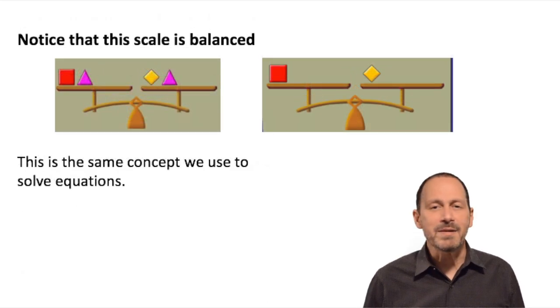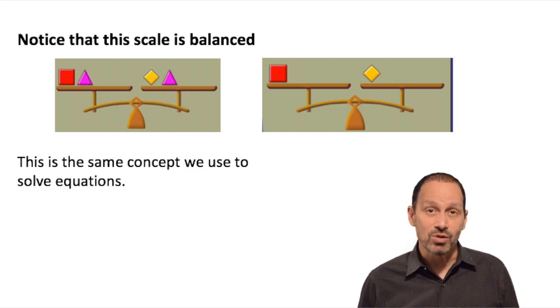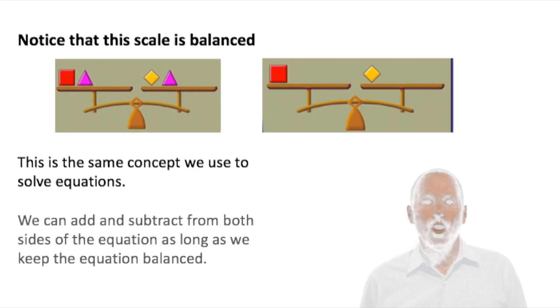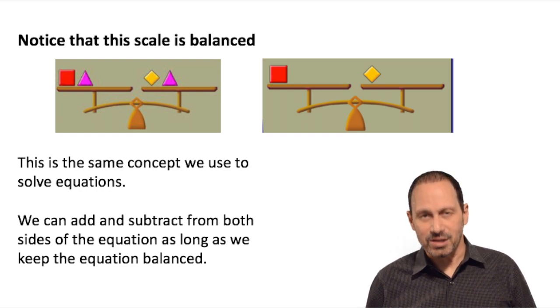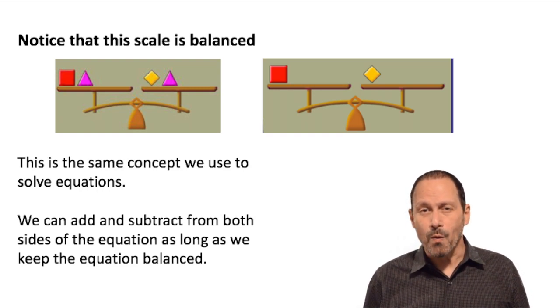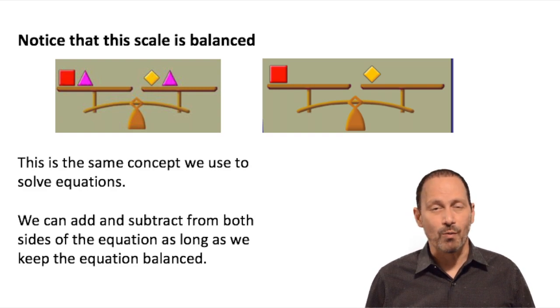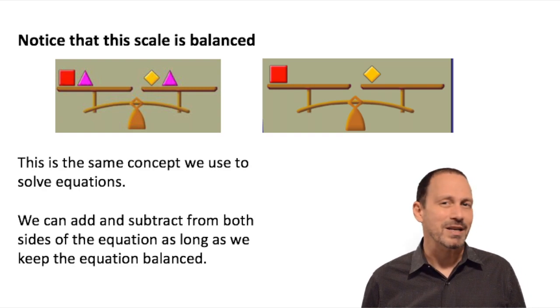This is the same concept we use to solve equations. We can add and subtract from both sides of the equation as long as we make sure that we do it on both sides of the equation, so that we preserve the balance, so that we preserve the equality between both sides of the equation.